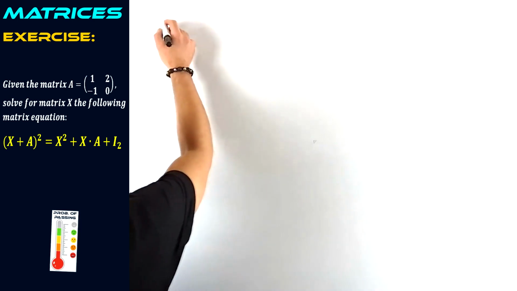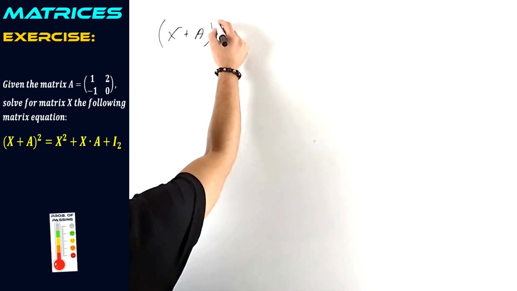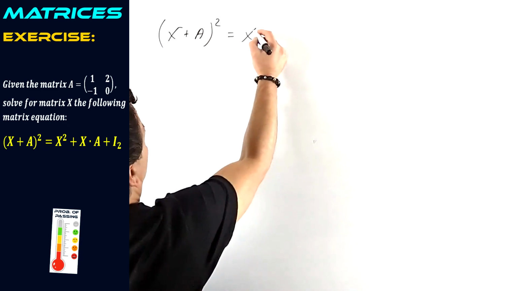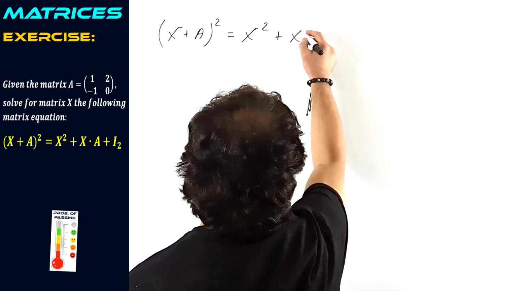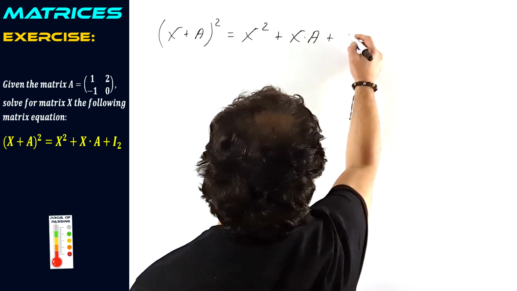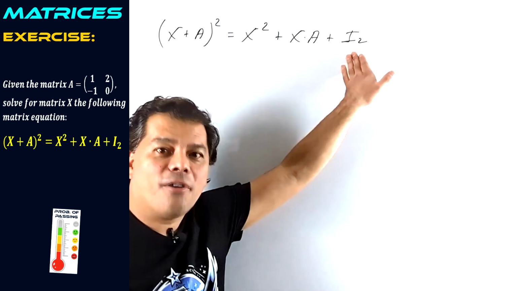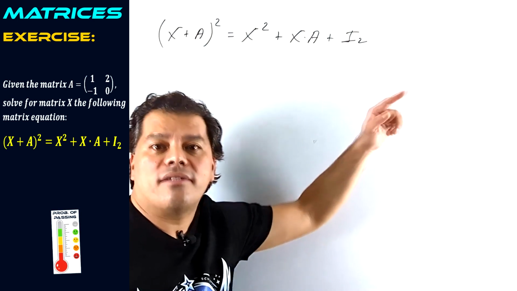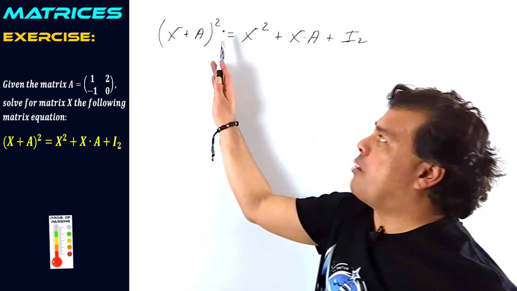It says matrix X plus matrix A squared equals matrix X squared plus X times A plus the order 2 identity matrix, 1, 0, 0, 1. But the most important thing is this one.